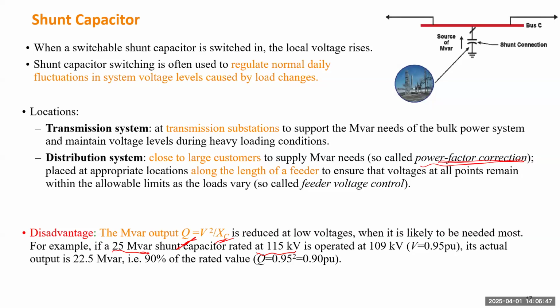What you really need this capacitor for is when your voltage is lower than that, for example 109 kV, which is 0.95 per unit. Then you plug this 0.95 per unit into this formula, and you only get 22.5 MVAR. You always get less than what you purchased because it's not active control. It only gives you something more, but how much you get really depends on system condition. So you only end up with about 90% of the Q you purchased.